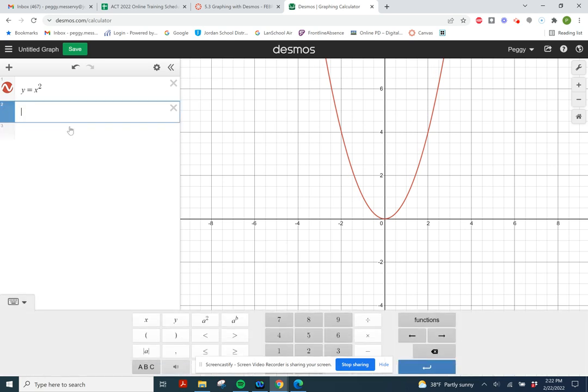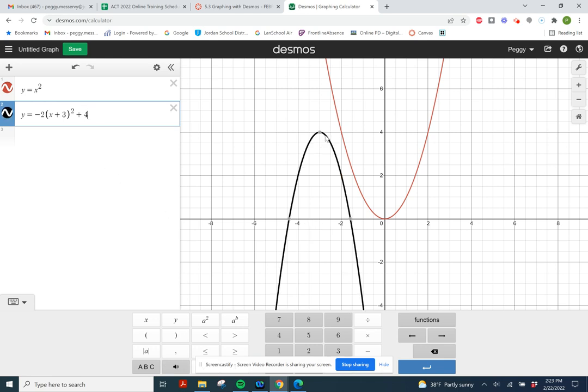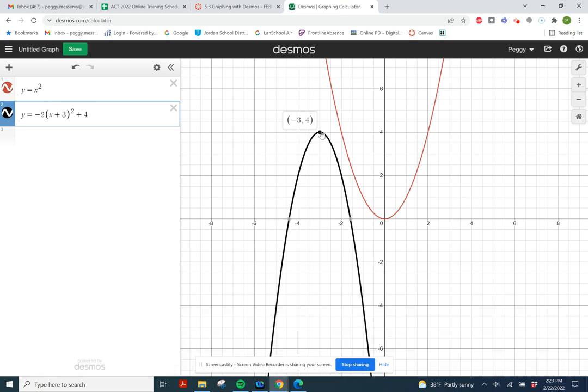And can you make predictions? Make some predictions. So if I had y equals negative 2 times x plus 3 squared, it's going to open down because a is negative. It's going to move to the left because h is negative. And if I do a plus 4, my vertex is negative 3, 4. So notice where the h moves us to the left. Where does the k move us? Up. And the a changes how steep the parabola is. And if a is negative, it flips it upside down.